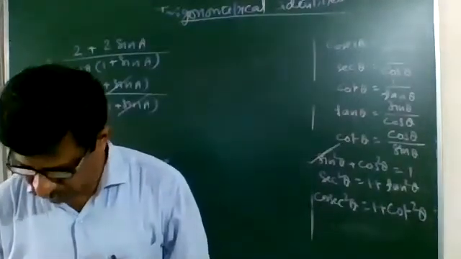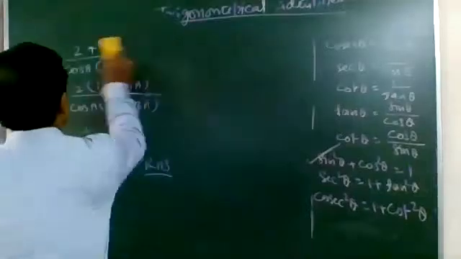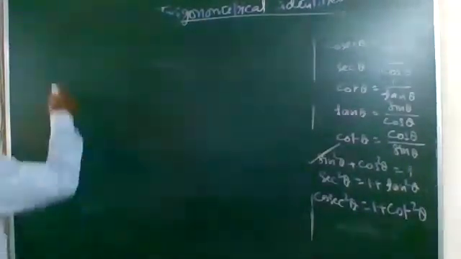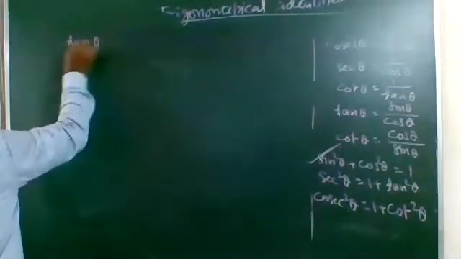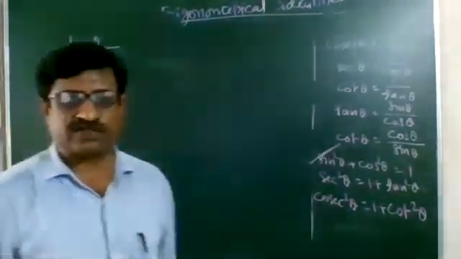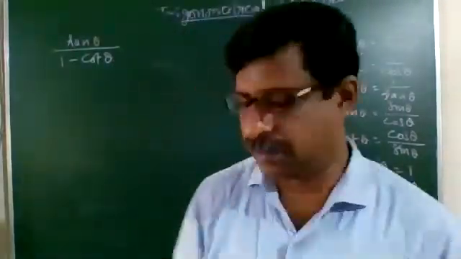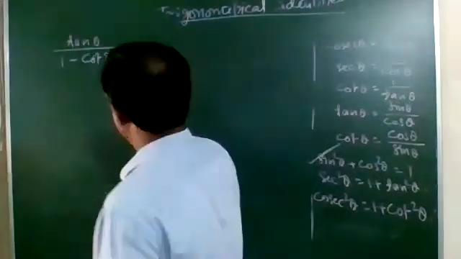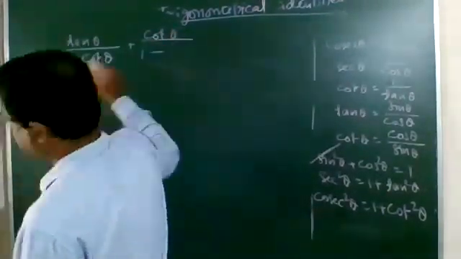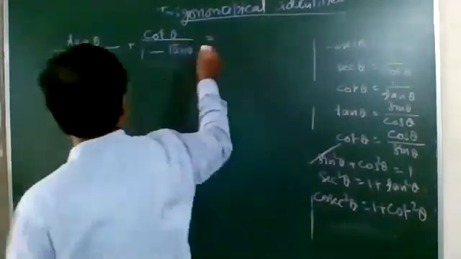Some more questions we'll do from the textbook. Third one I'm doing: tan theta upon 1 minus cot theta plus cot theta upon 1 minus tan theta equals 1 plus sec theta cosec theta. I'll give just the hint for this question. What actually has to be done, you do it yourself. If you are practicing on your own, then only you will get some idea. Therefore, I am just giving the hint.